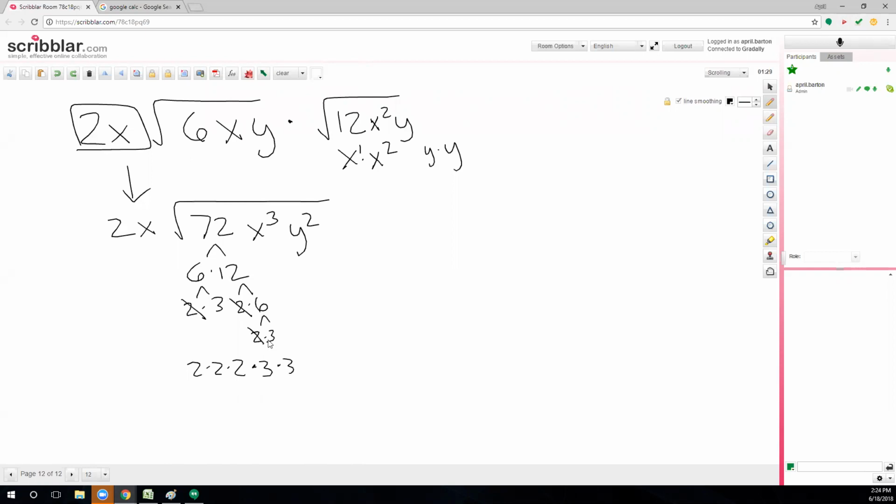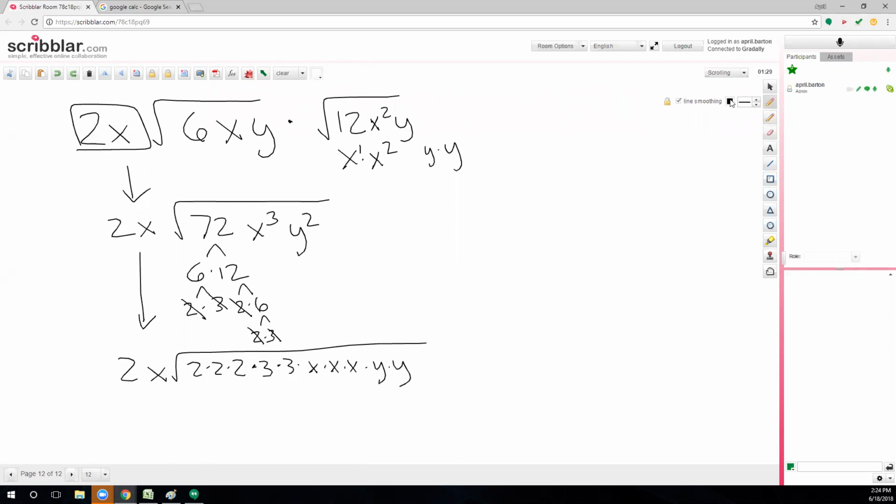Times 3. And then you can break down the variables as well. X to the third means x times x times x. And y squared means y times y. So that's our entire broken down factor tree, including the variables.